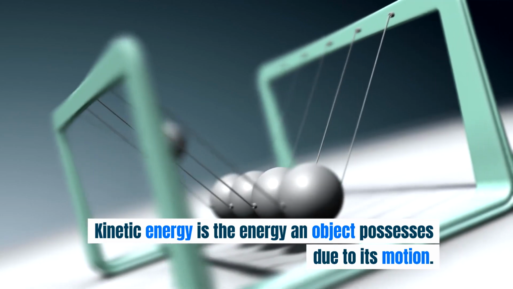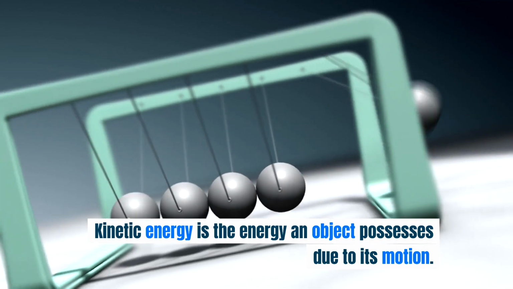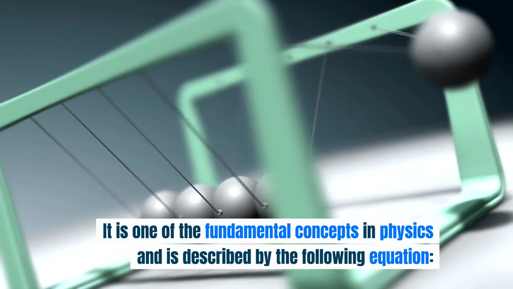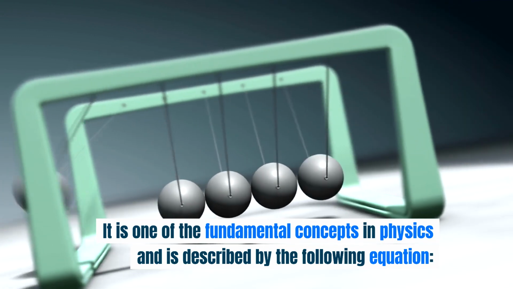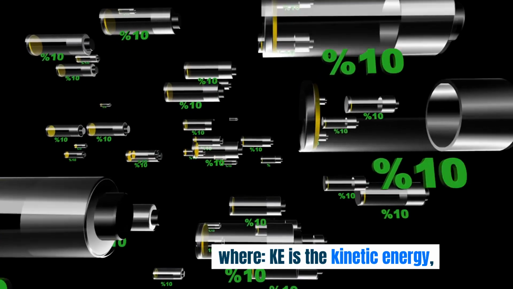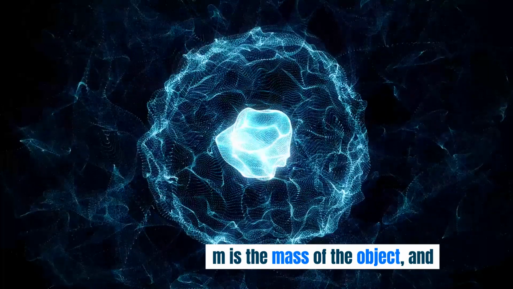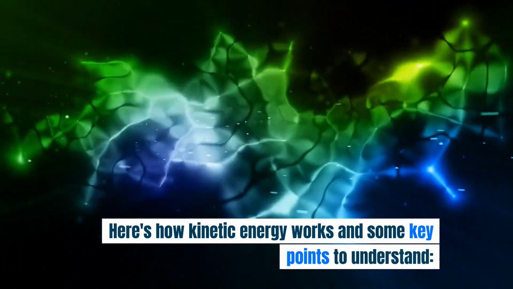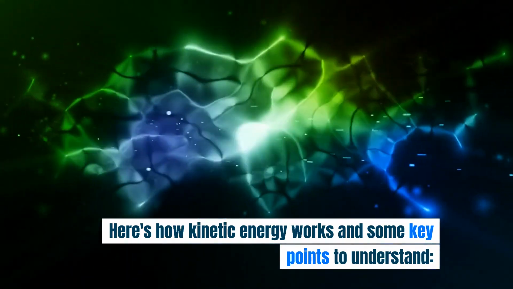Kinetic energy is the energy an object possesses due to its motion. It is one of the fundamental concepts in physics and is described by the following equation. KE = (1/2)mv², where KE is the kinetic energy, m is the mass of the object, and v is its velocity. Here's how kinetic energy works and some key points to understand.